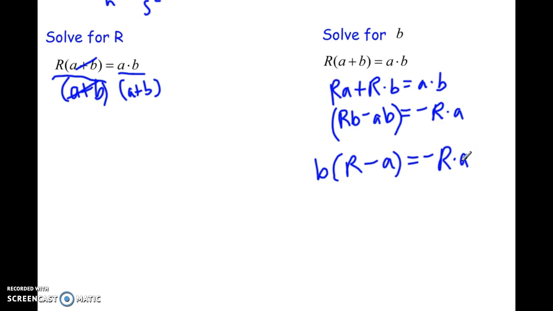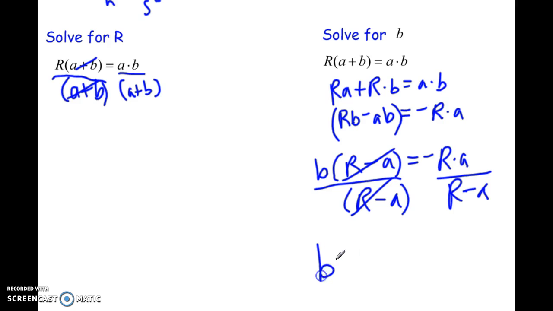Now, I don't care how messy the answer looks at the end. I just want to solve for b. To do that, it's just one more step, kind of like this one was. Divide by r minus a, divide by r minus a. It's a minus sign there. That cancels. You get b equals negative ra over r minus a. And that's it. We don't care how messy it is for this type of problem, for literal equations. We want to just solve them.